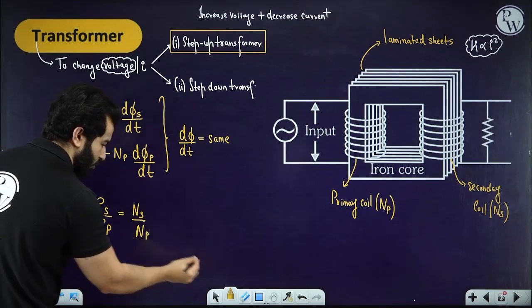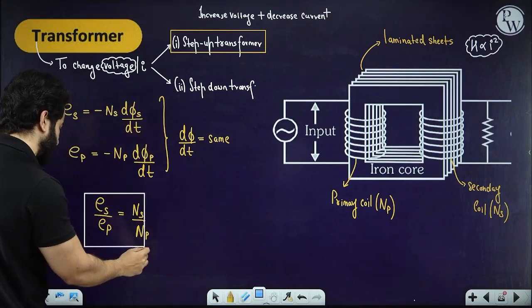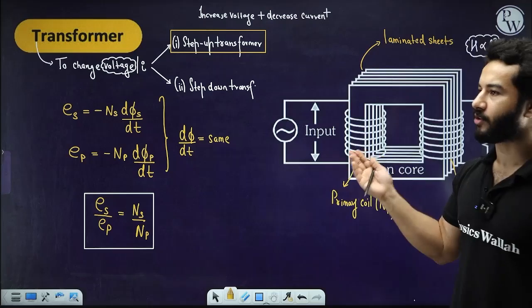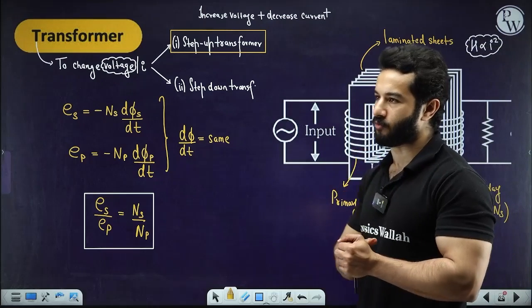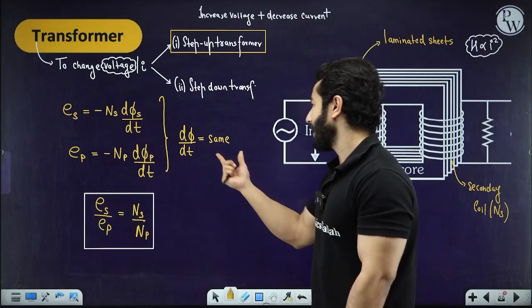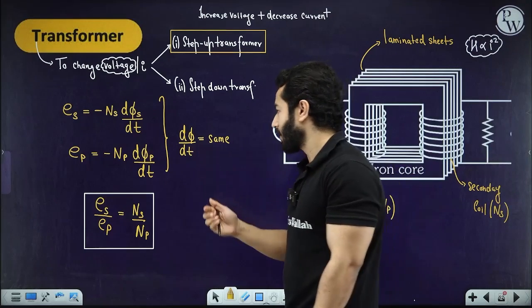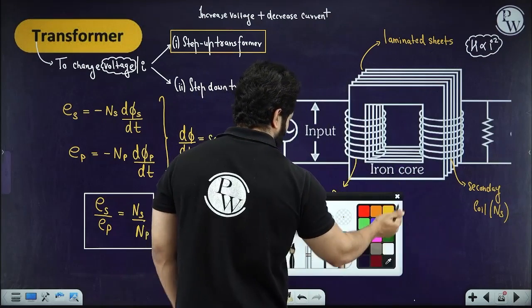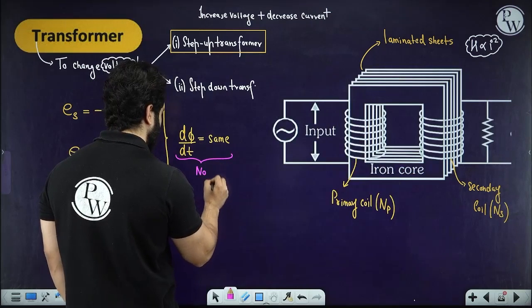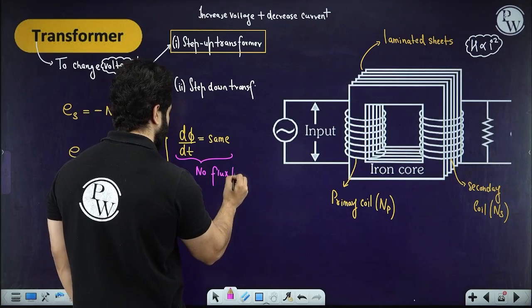See, I'm not going to call these derivations. These are very simple things, but questions usually come from these topics, so please note all of them. Wherever there is an assumption, I'm telling you. Here it's not really an assumption, but we are saying that we could write it like this because there is no flux leakage.